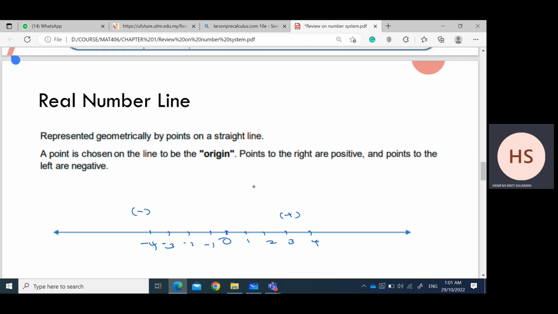Okay, satu contoh yang kita boleh lihat untuk number line ni adalah pembaris. Kalau you nampak pembaris tu dia ada sengat-sengat kan, tapi dia ada positif je. Itu salah satu contoh lah untuk number line.